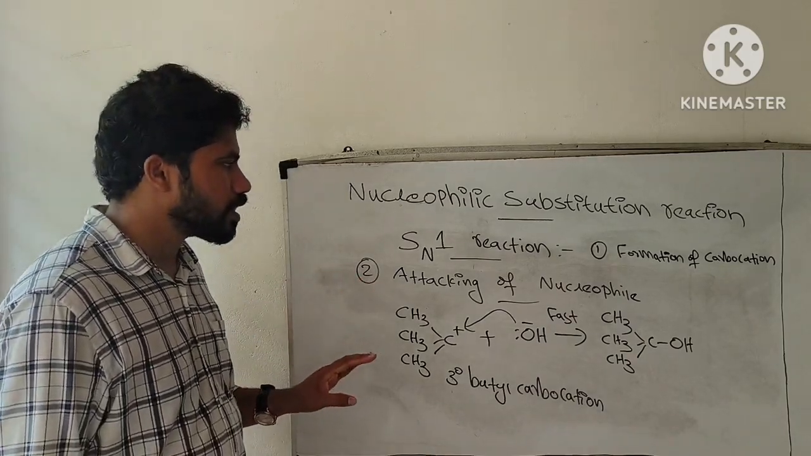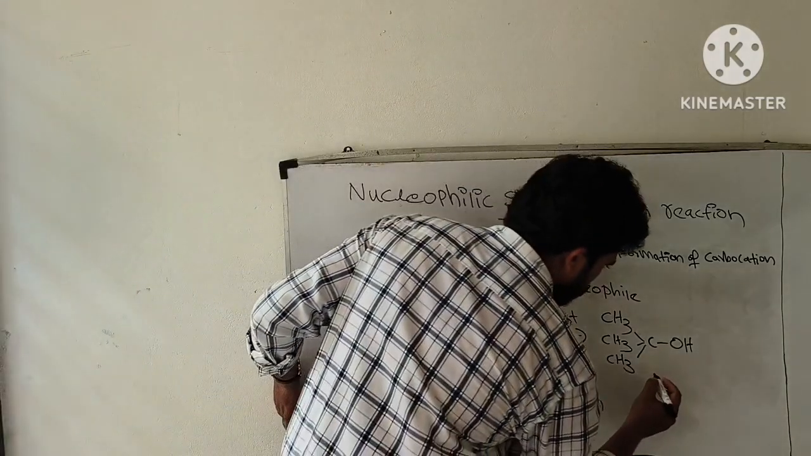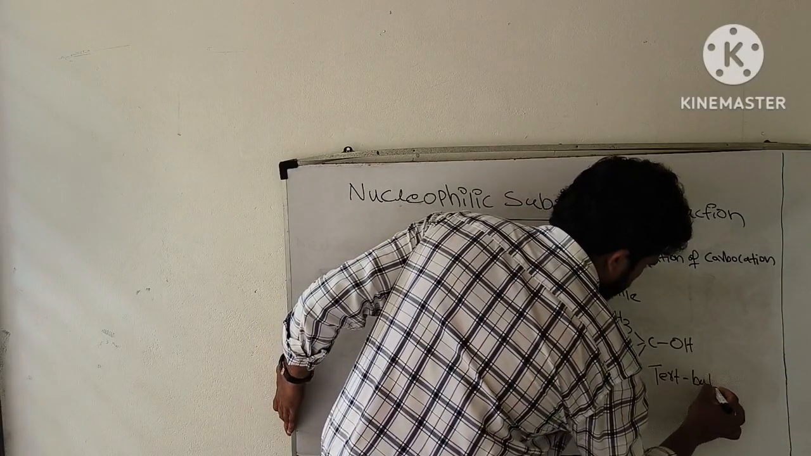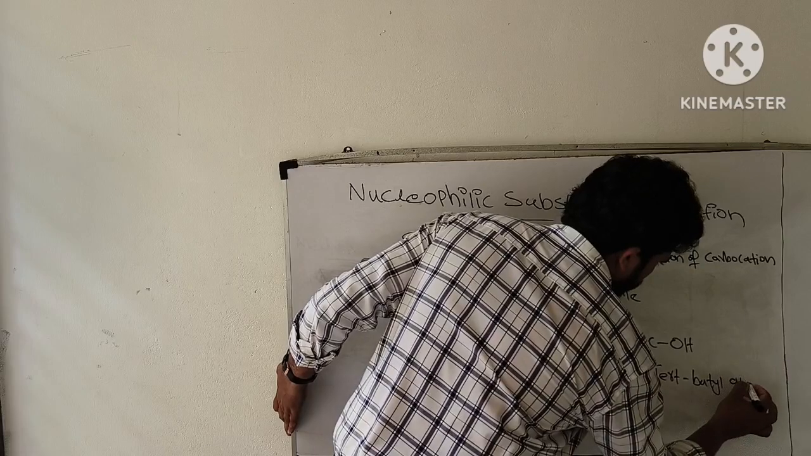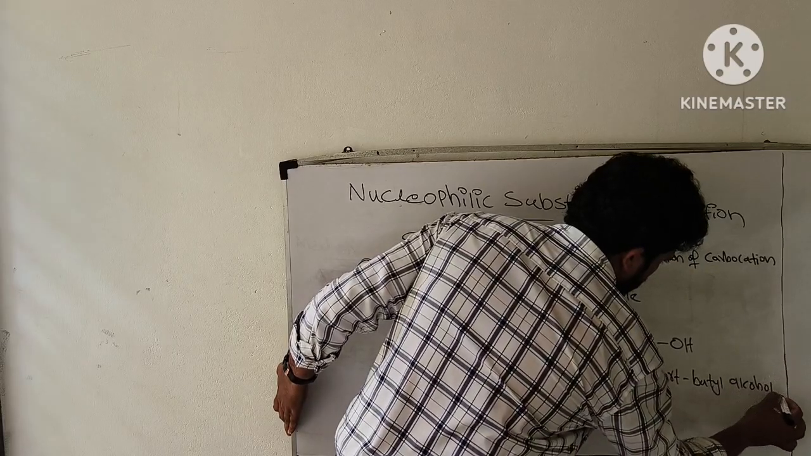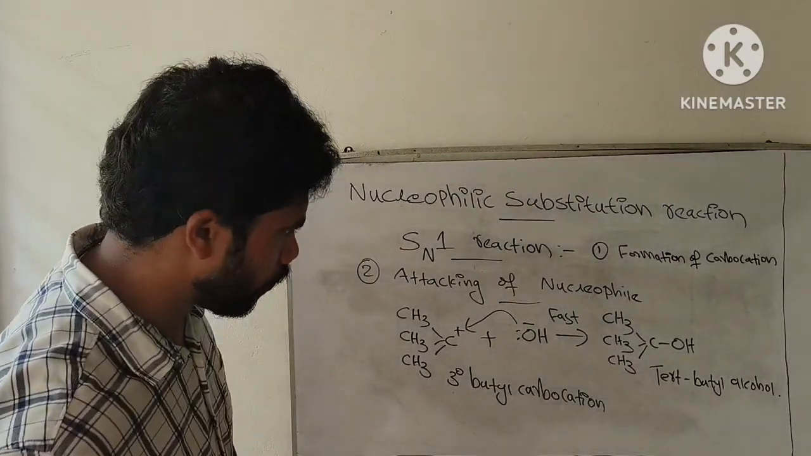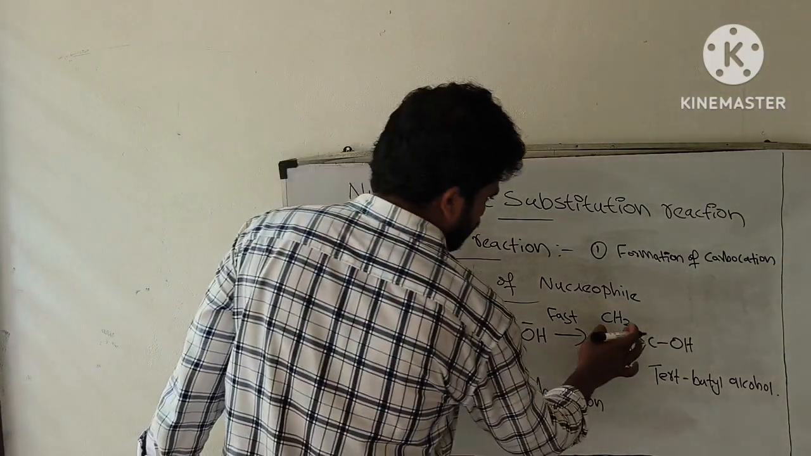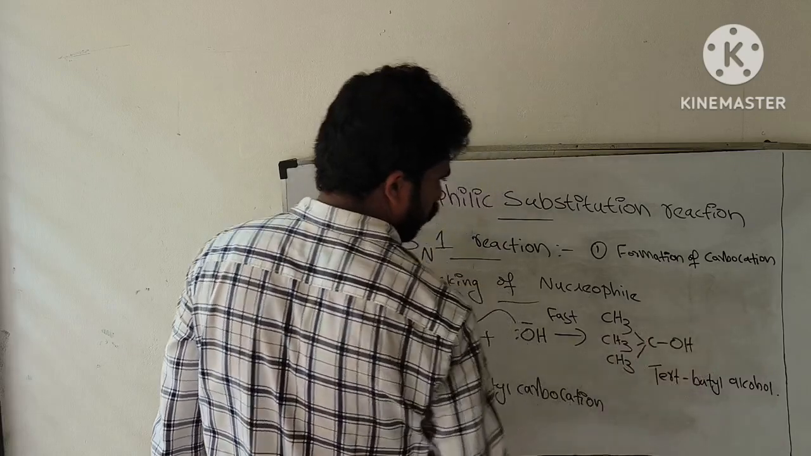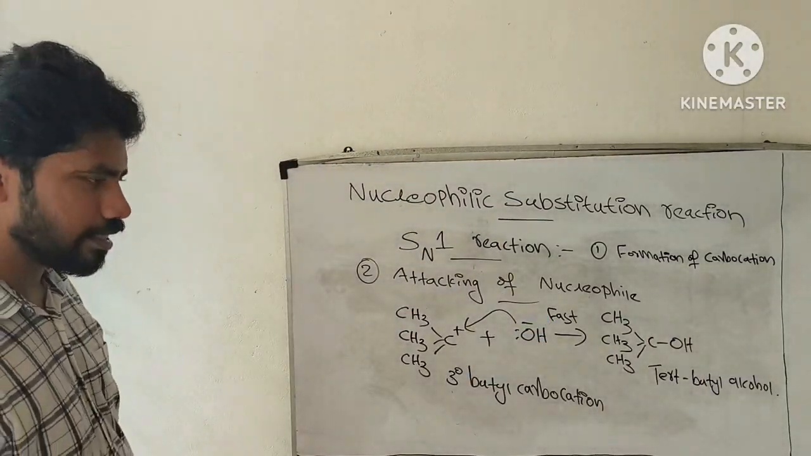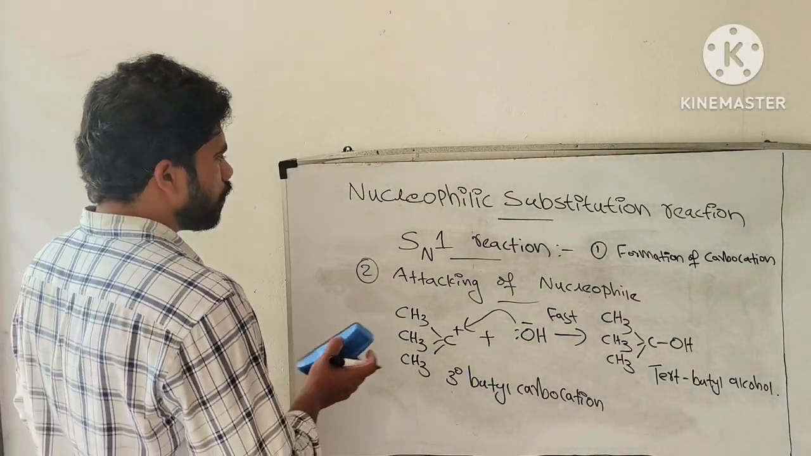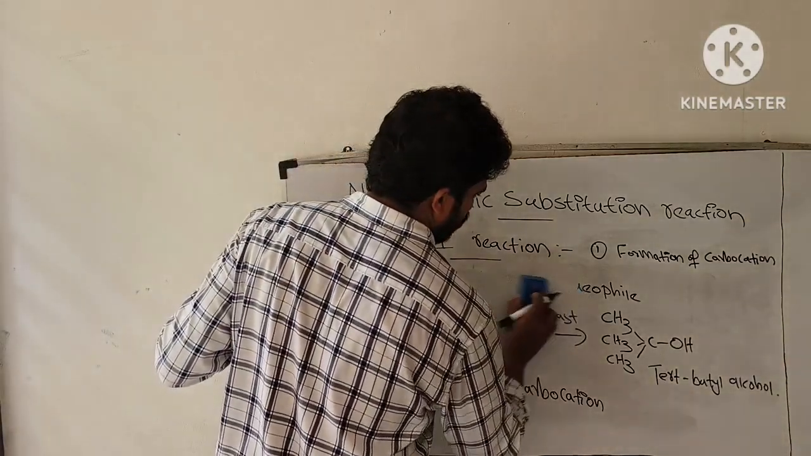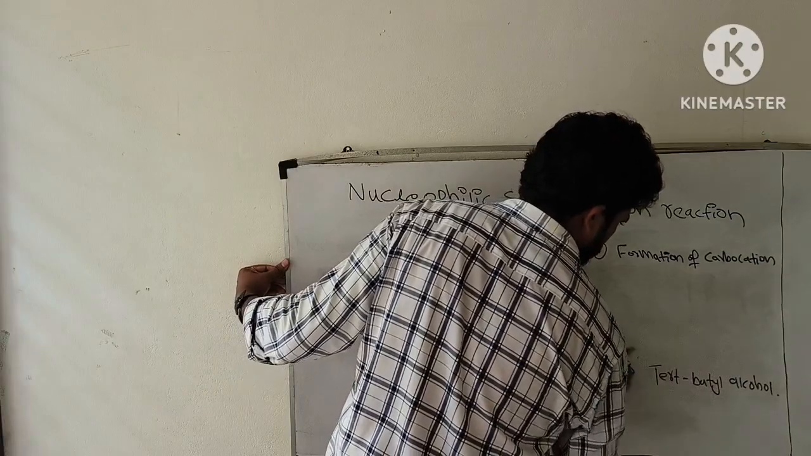Now I am going to discuss the name of the product also. Tert-butyl alcohol, tertiary butyl alcohol, or it is called 2-methyl propane 2-ol. That is the IUPAC name. Okay, so these are the two steps involved in the mechanism of the SN1 reaction.